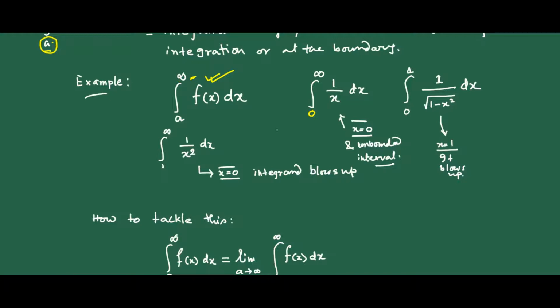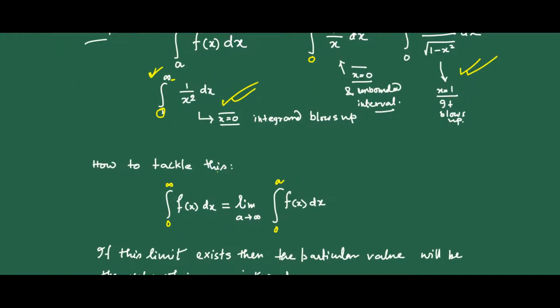Suppose we take the integration from 0 to infinity of 1 over x dx. At x equals 0, the integrand blows up. Also the integration extends up to infinity. That's why it is an unbounded interval and diverges at a boundary value of the limit. So that's why it is an improper integral. And take the integral from 0 to 1 of 1 over root of 1 minus x squared dx. Here at x equals 1, one of the boundaries, it blows up. That's why it is an improper integral.